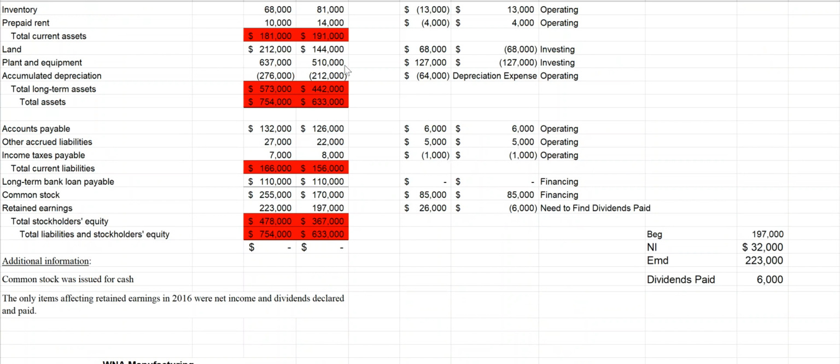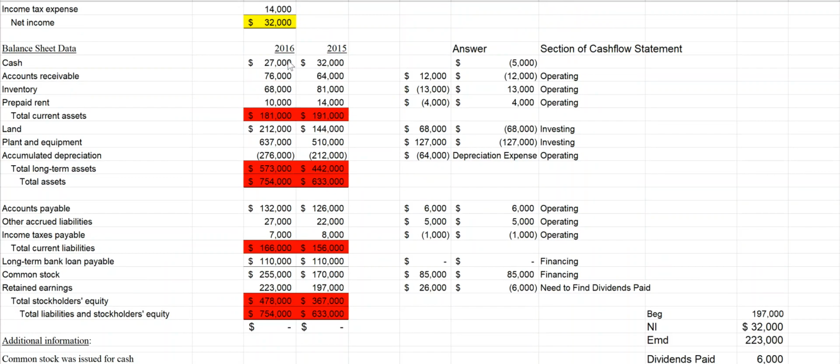So what I'm doing here in this section is I'm just taking the difference between the 2 years, the difference between 16 and 15, then I'm looking at the impact to cash. Remember, I am ignoring all of my subtotals. And then when I get down to retained earnings, this is the point where I have to calculate my dividends.